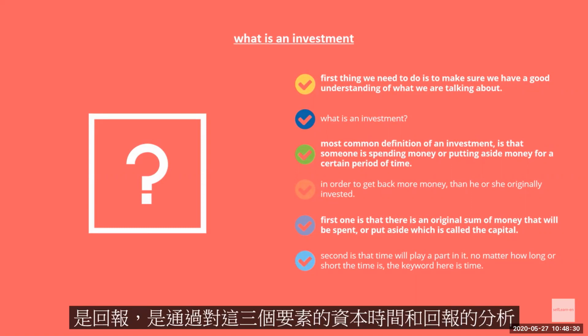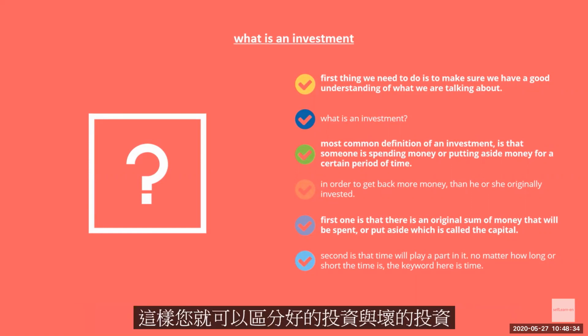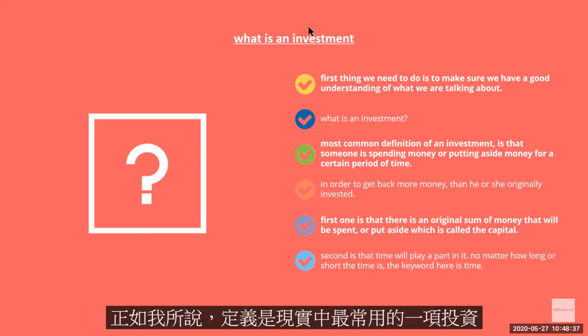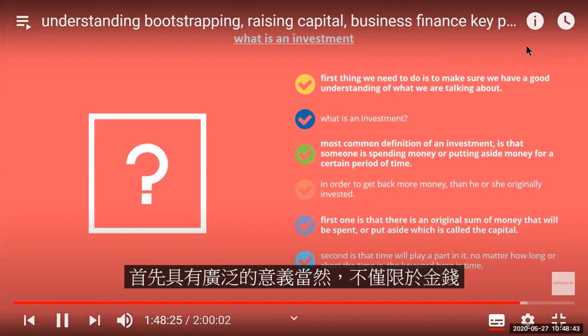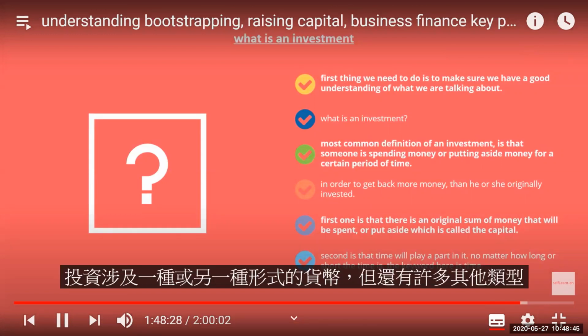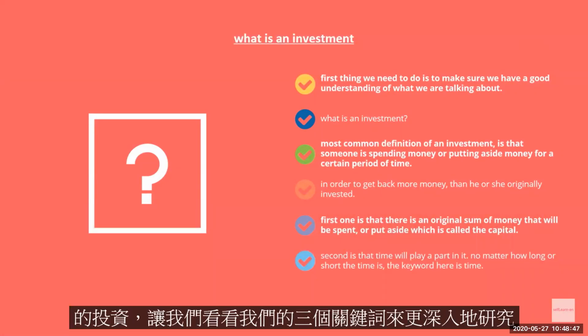It is by the analysis of those 3 elements, capital, time, and return, that you can differentiate good investments from bad ones. This definition is, as I said, the most commonly used. In reality, an investment has a much broader meaning. First of all, it's not limited to money. Of course, many investments involve money in one form or another, but there are many other types of investments out there. Let's look at our 3 keywords to dig deeper into that thought.